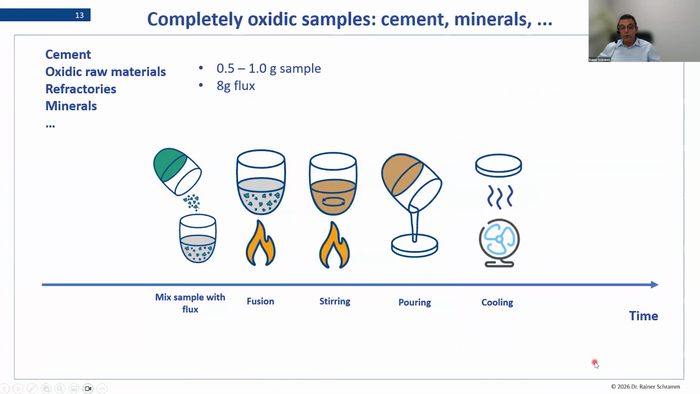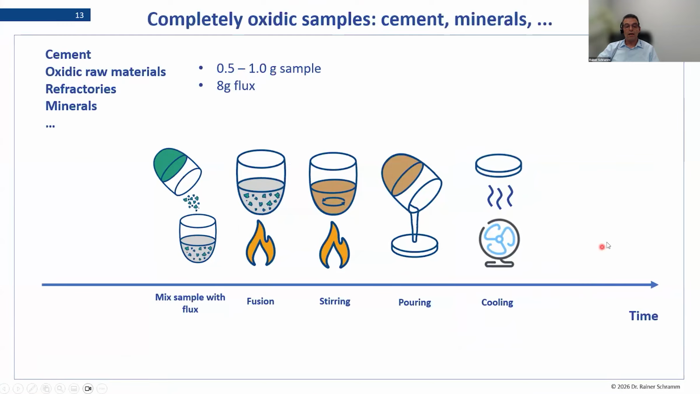So back to fusion, to the recipes. So this I mentioned already in the beginning. This is a classical approach for oxidic samples. So you have something like 0.5 to 1 gram sample mixed with 8 gram flux, mostly lithium borates, and then you do the steps like mentioned here.